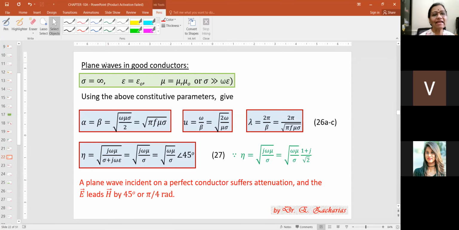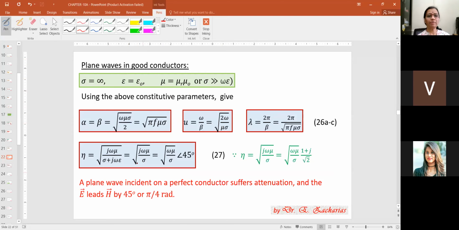Now we have finished 3 cases. How quickly we finish, you see. Lossy, lossless, and free space. Now let us come to conductors. This will be slightly different. How do you write the constitutive parameters for conductors?